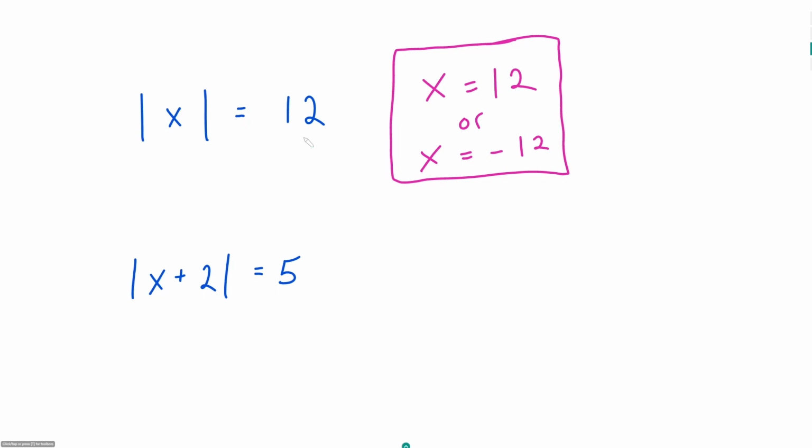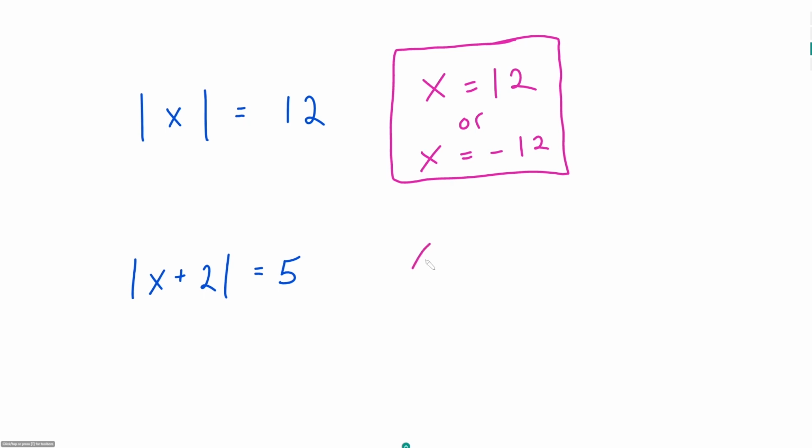In our second example, this is not that much more complicated. We still have just a single variable under a single absolute value sign, and that is equal to a number. So if the absolute value of x plus 2 is equal to 5, that just means x plus 2 is 5 away from 0.